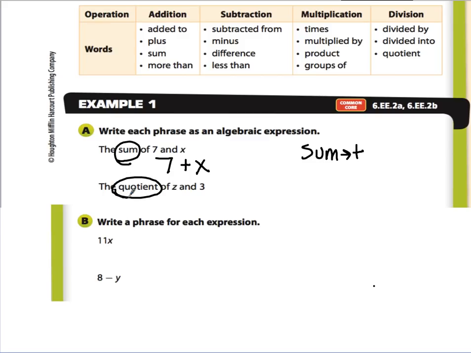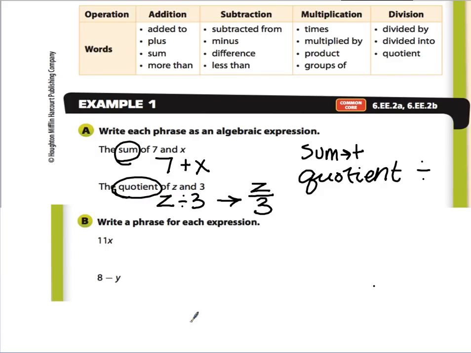Quotient. Quotient means the answer to a division problem. So quotient tells us that the operation being used here is division. So the quotient of z and 3. Quotient also tells us that we can keep the order of our variable and our number, and we are doing z divided by 3. Now another way that this can be written is z over 3. And we need to get used to seeing expressions written in this way because in math and throughout your career in math, you are going to see division written in the form of a fraction.